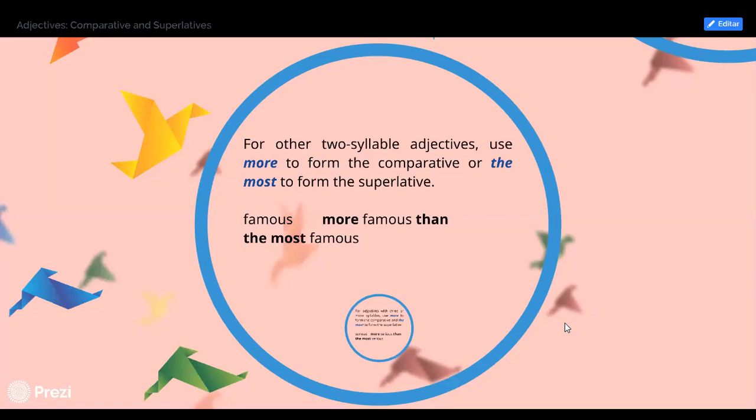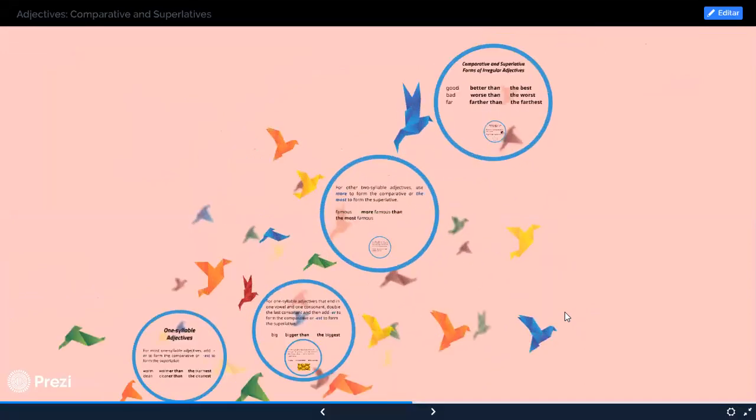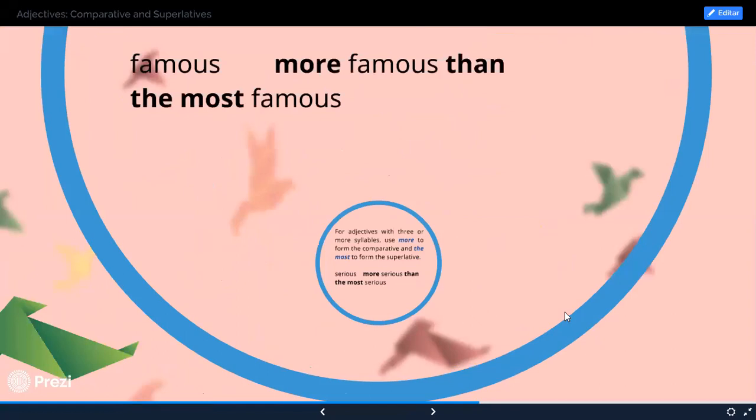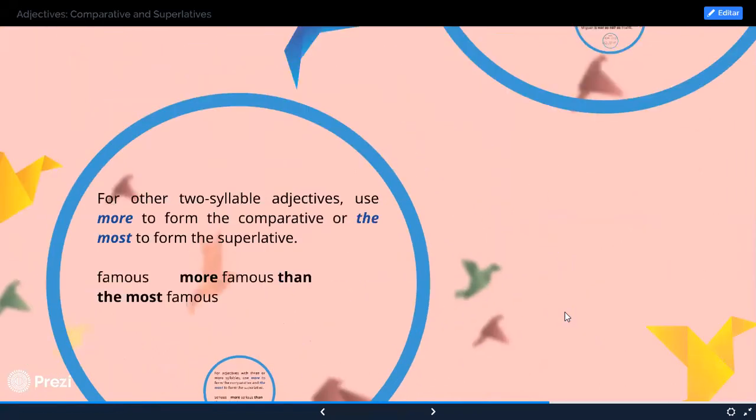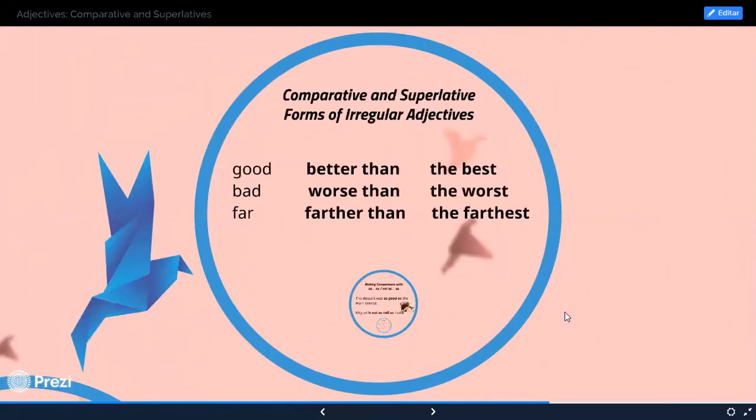No question, teacher. Okay. Teacher. Yes. For example, tired. How many syllables? Two. Okay, so what is the comparative going to be? More tired. Than. Excellent. Okay. So, another question or can I continue?